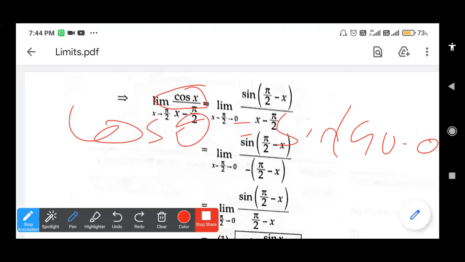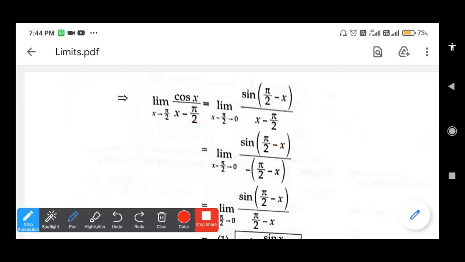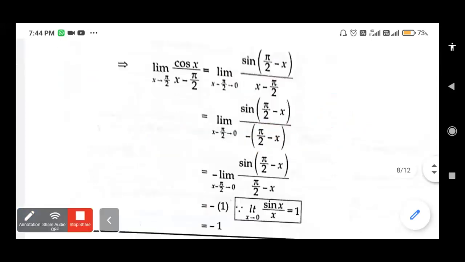Cos theta is nothing but sine 90 minus theta, so we use that formula over here. Now from this x minus pi by 2, we can write it as pi by 2 minus x. But we have to take minus as common. If we take minus as common, then we can write it as minus of pi by 2 minus x. We are just taking minus as common.